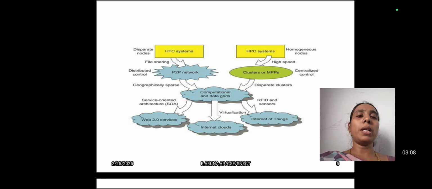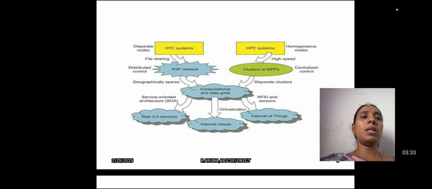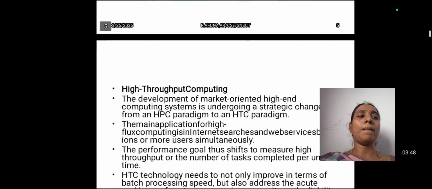In turn, both the computation and data grids have SOA services, that is Web 2.0 services, Internet clouds, and Internet of Things. The Internet of Things is one of the computational and data grids. Then we use RFID sensors for sensing everything. So this is the structure of both HTC and HPC. We can say HPC is homogeneous, that is, it has the same performance, and can be used for scientific calculation and so on. Whereas HTC has disparate nodes, performed in a distributed manner.